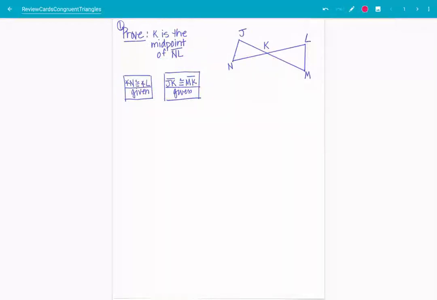So angle N is congruent to angle L. And then JK is congruent to MK. So that's not enough pieces yet. I need three congruent pairs to prove triangles. And I've got two. I've got this angle and these sides, and I'm going to use these angles right here, these vertical angles, as part of it. So I'll make a new box and say that angle JKN is congruent to angle LKM because they are vertical angles.